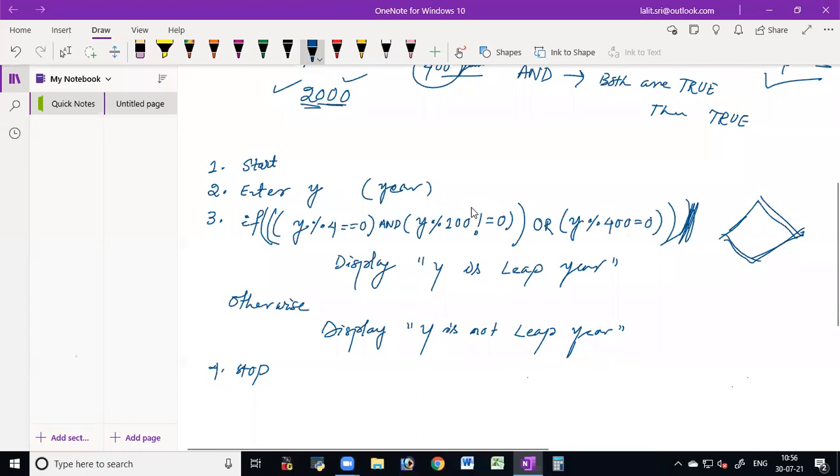All of you clear? Yes. Any doubt on this? You can check by taking any year whether this algorithm is working or not. Yes.